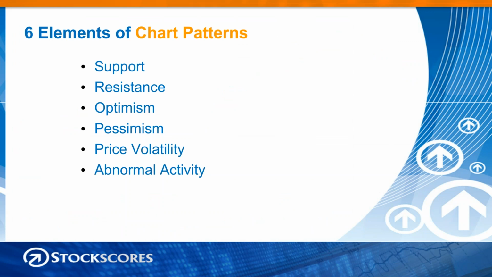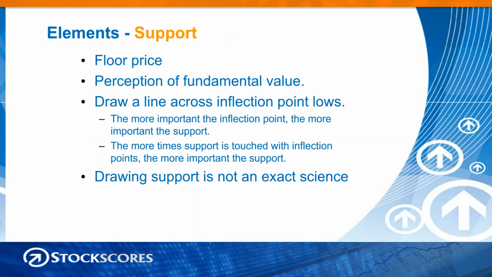Before we start drawing lines across the inflection points, we need to understand the 6 elements of chart patterns. And they are support, resistance, optimism, pessimism, price volatility, and abnormal activity. So let's go through each one in turn, starting us off with support.